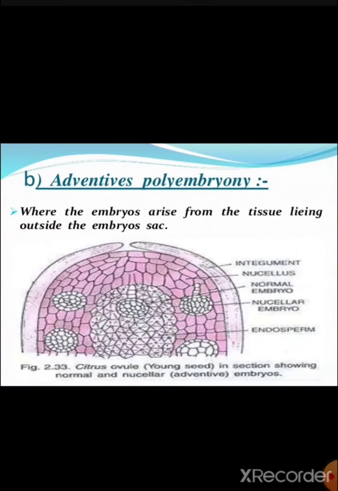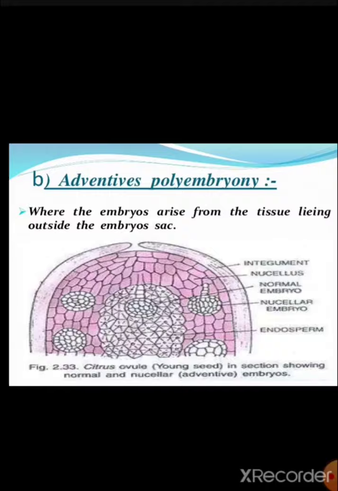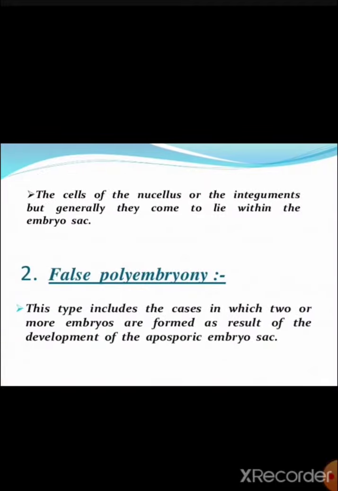Adventive polyembryony is where the embryos arise from the tissue lying outside the embryo sac. This type of embryony is known as adventive polyembryony. In the figure, a citrus ovule section shows normal and nucellar adventive embryos. The embryos arise from the cells of the nucellus or the integuments, but generally they come to lie within the embryo sac.